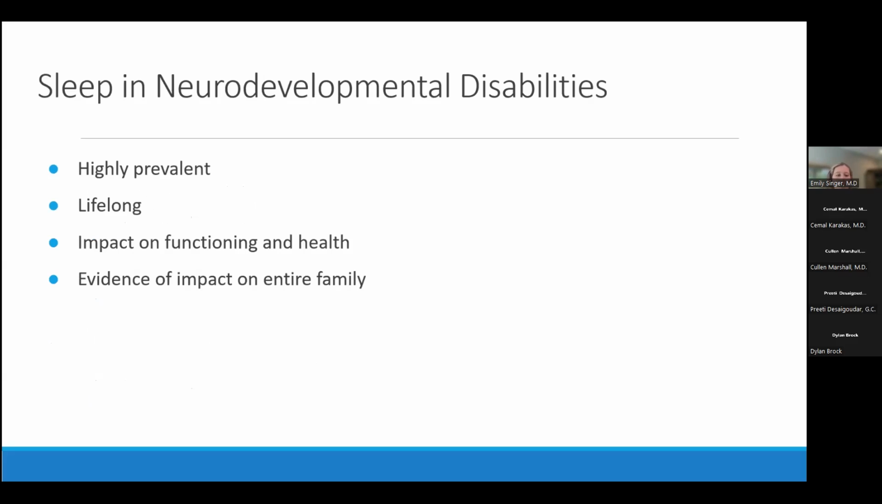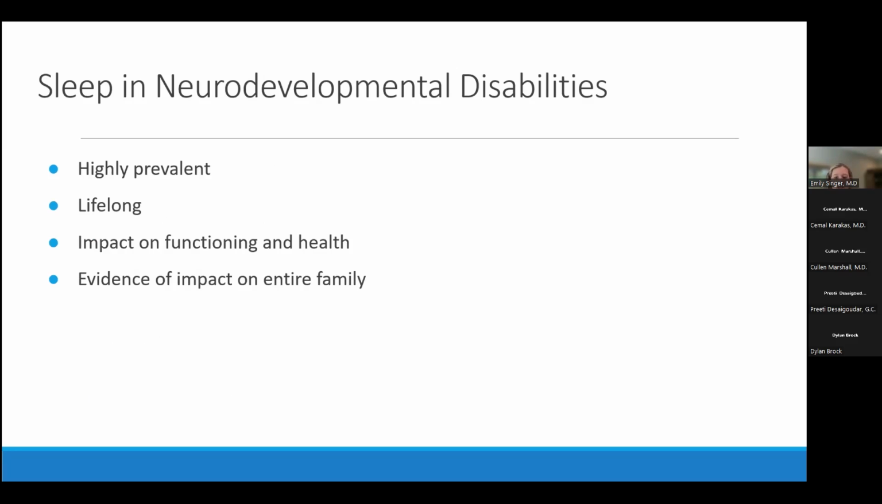Okay, and so with those problems in mind, I think it's important to think about how these might affect kids with neurodevelopmental disabilities. They are highly prevalent, more so than in typically developing children. And the other issue is that they are often lifelong. Whereas a typically developing child might grow out of their sleep onset association insomnia quite quickly, a child with a neurodevelopmental disability may not grow out of that, and it might continue to be a problem for years.